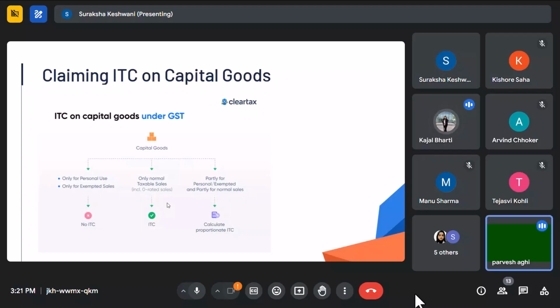Moving on ahead, Kajal, just hold on. Sorry, the last input tax credit. Yes, sir.